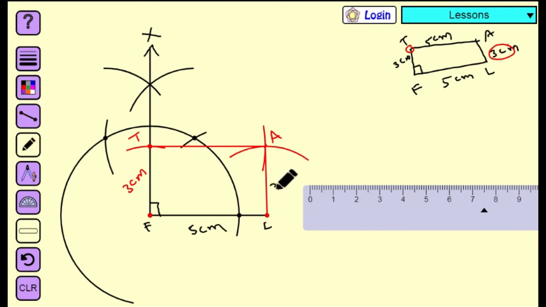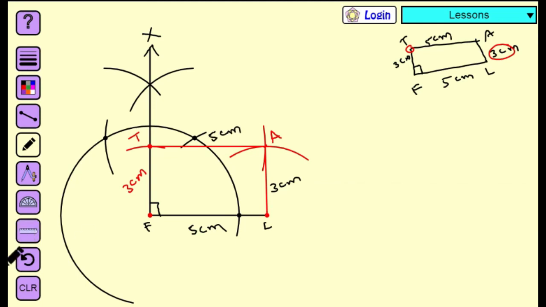Now mark the point 3 centimeters, then length T to A having 4 centimeters. So this is the required quadrilateral. Next, F question, it is the last question in exercise 3.1.